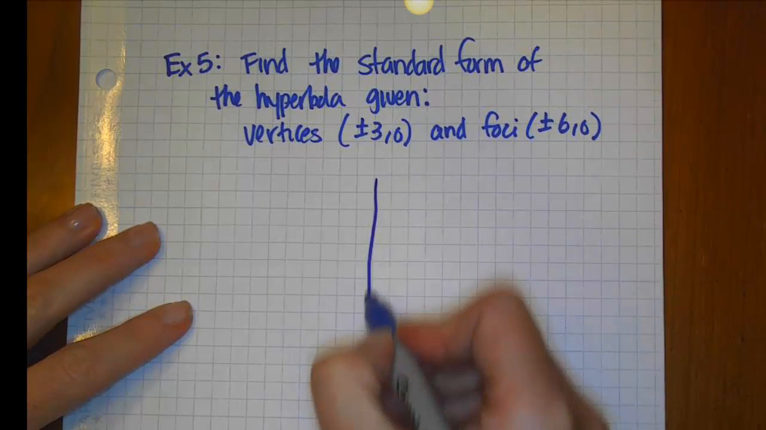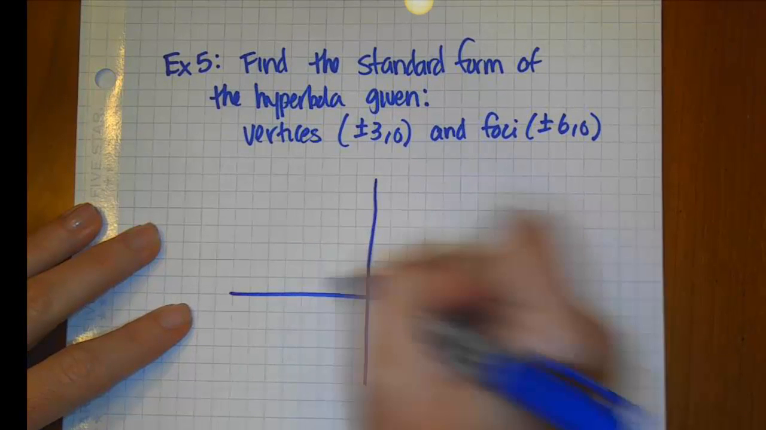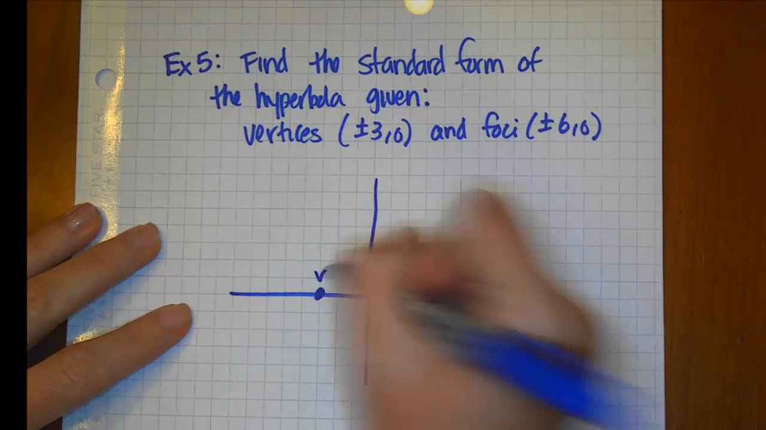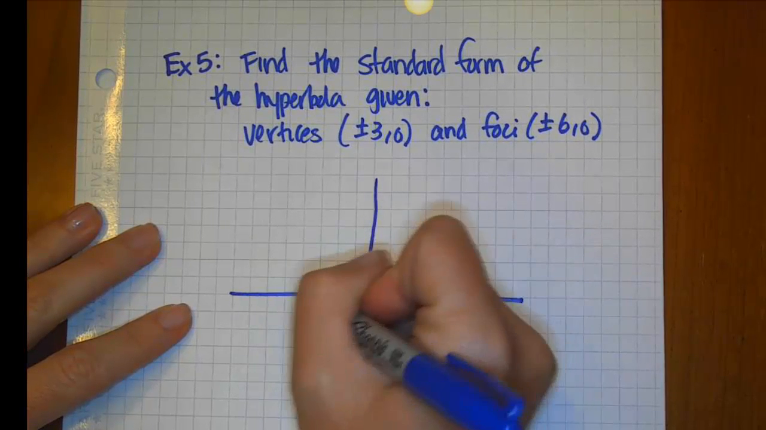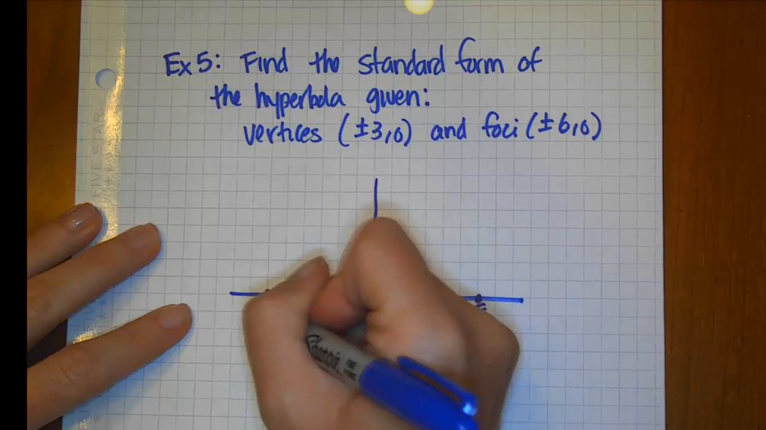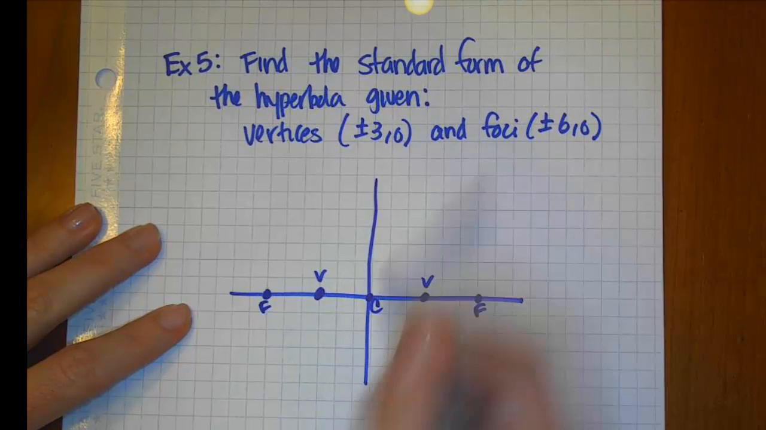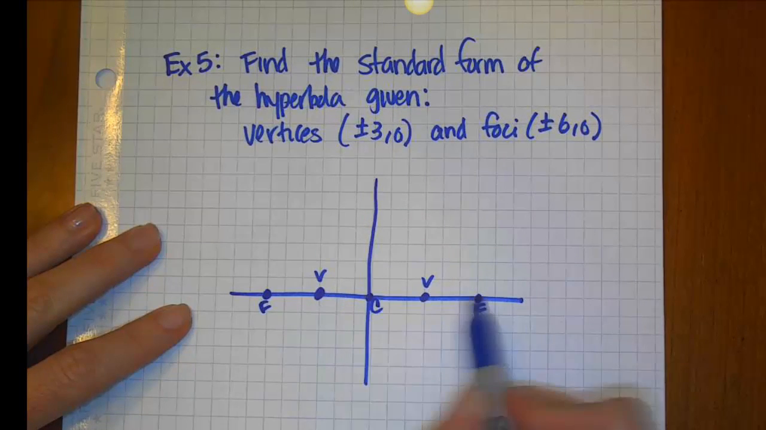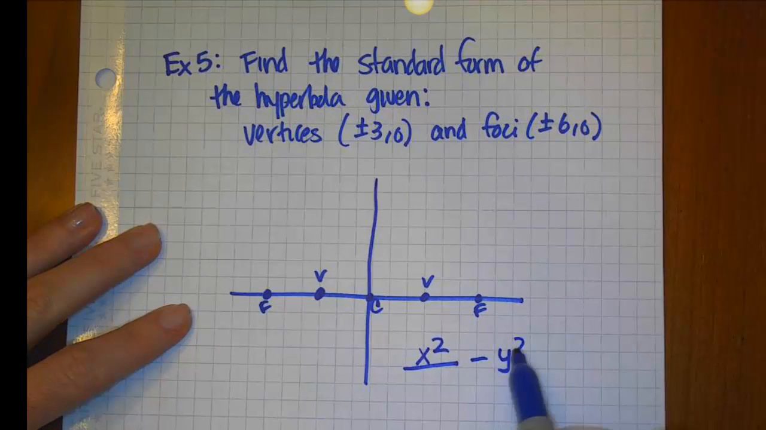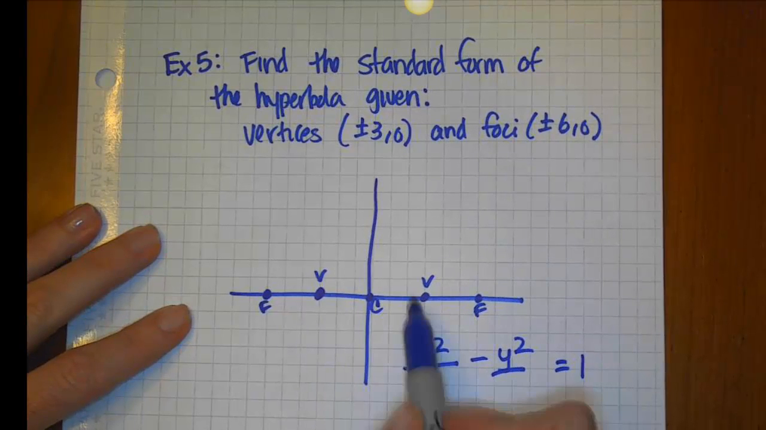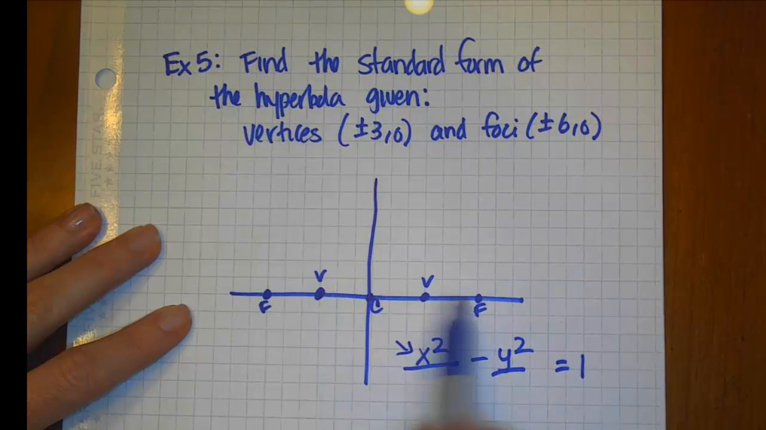So if I graph this to visually see what's going on, if I know that the vertices are at (3, 0) and (-3, 0), and my foci are at (6, 0) and (-6, 0), then I know that I have a center of the hyperbola at (0, 0). I also know, since all of this information is horizontal, that the x squared has to come first. So I know I have x squared over some number minus y squared equals 1. That's what I know so far. The x has to come first because all of my information, my transverse axis, is horizontal.